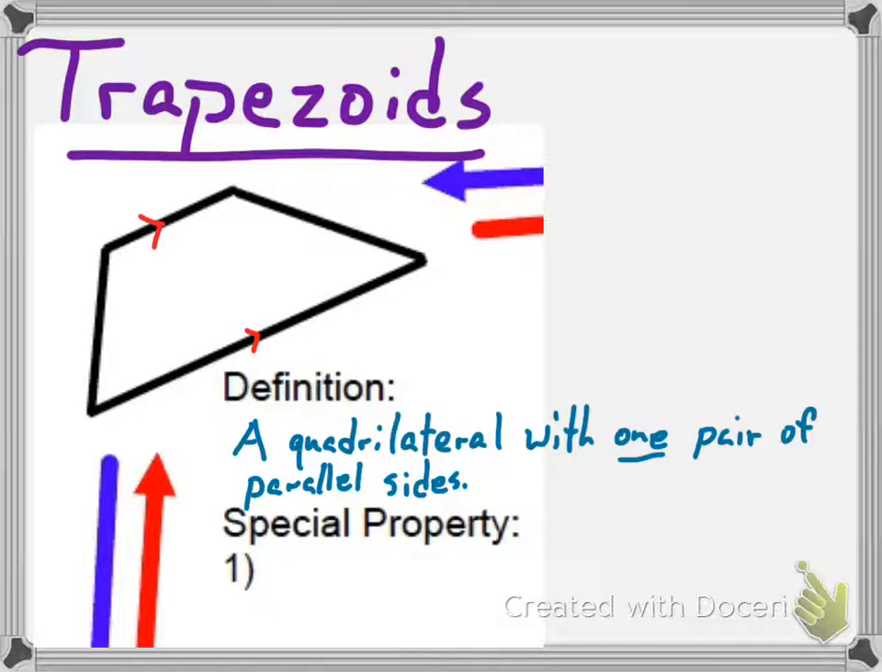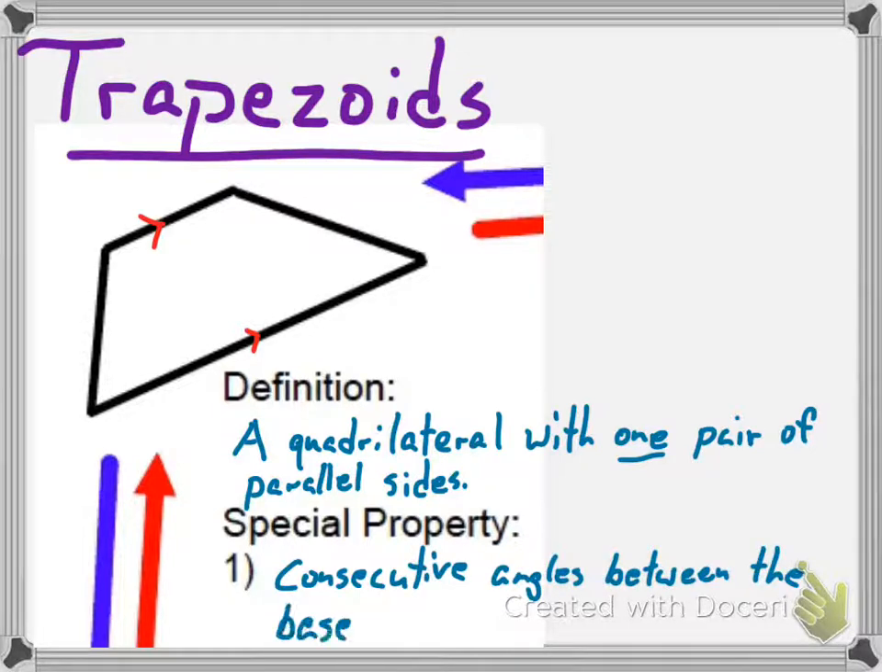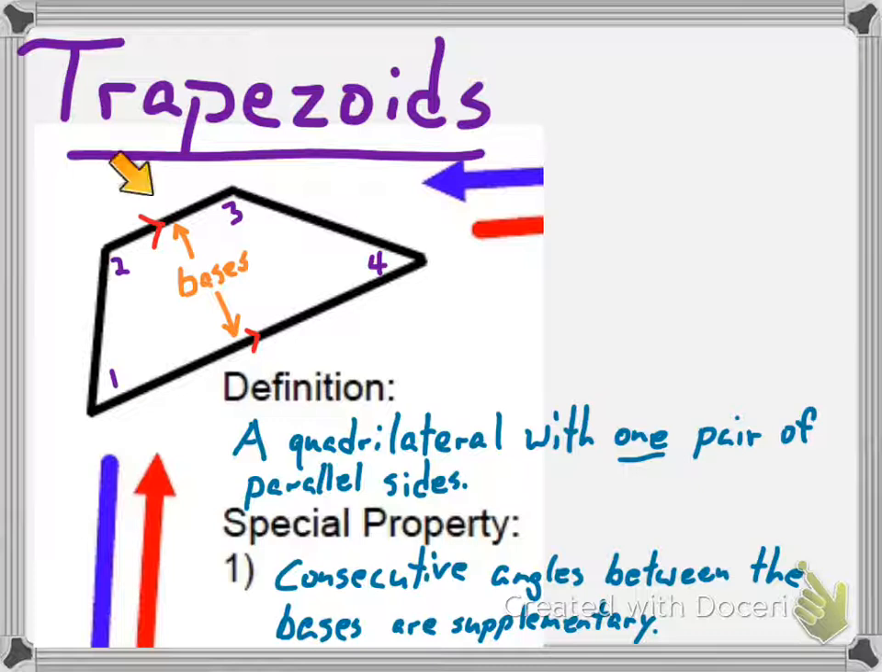So what are the properties of a trapezoid? Consecutive angles between the bases are supplementary. So what are the bases? The bases are the parallel sides. So those are our bases.